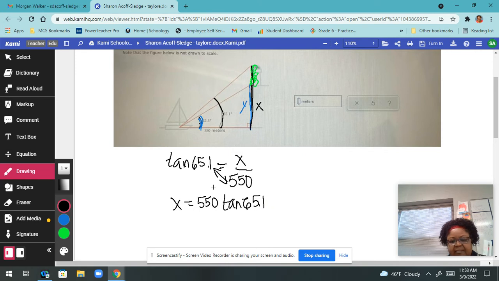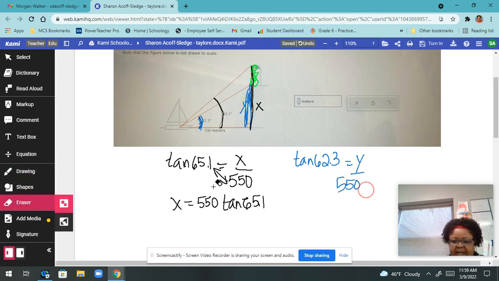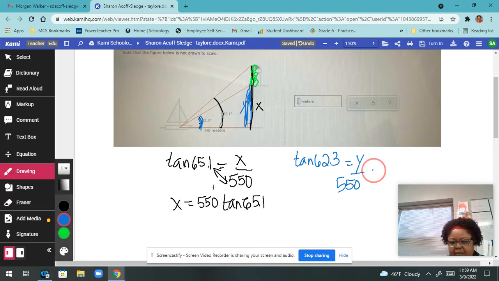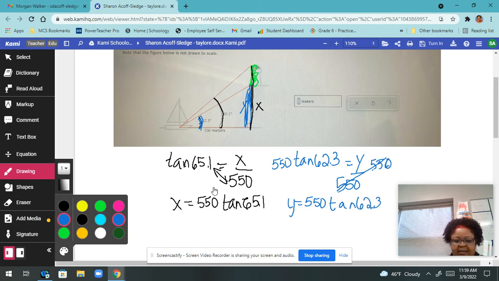Okay? And then Y, that's the blue right here, tangent of 62.3 equals Y, which is the opposite side here, over 550. And basically what I'm saying when I say cross multiply is, remember in algebra, if you multiply both sides by 550, that will eliminate it like that. So Y is equal to 550 times the tangent of 62.3. You don't have to put anything in a calculator at this point.